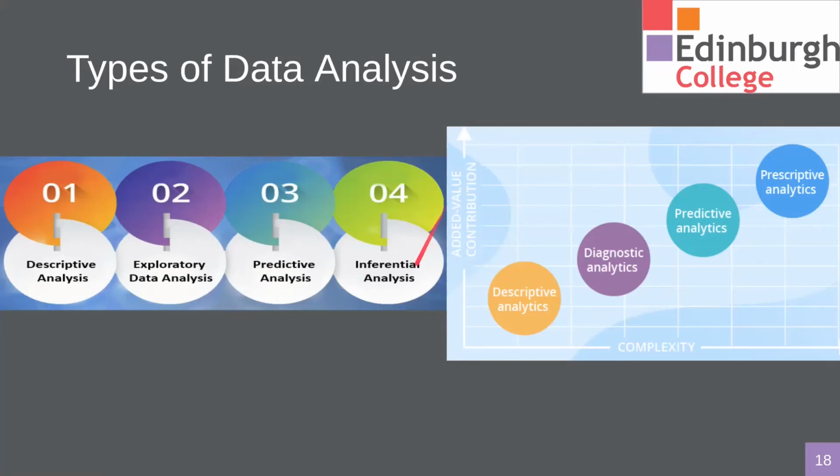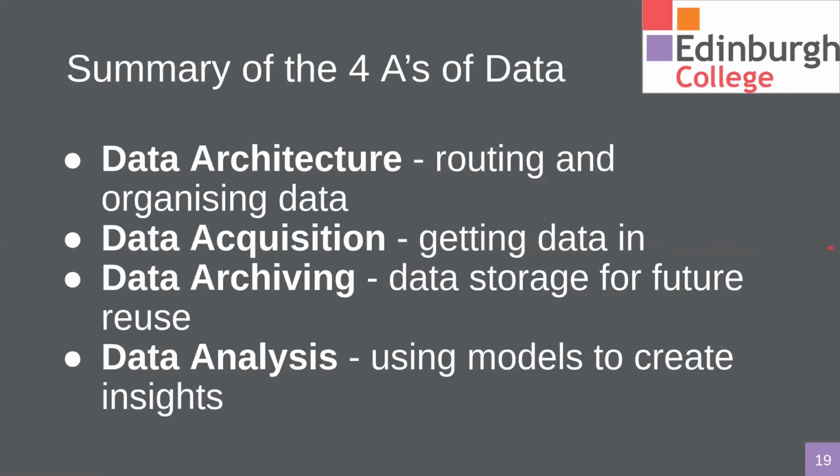So here is a summary of the 4 A's of data for this course. Data architecture is the routing and organizing of data. Data acquisition is getting data in from outside of the organization. Data archiving is storage for future reuse and anticipating that use. And the most detailed one of the 4 is data analysis, which is using models to create insights. And that is topic 2. Those are the 4 A's of data.